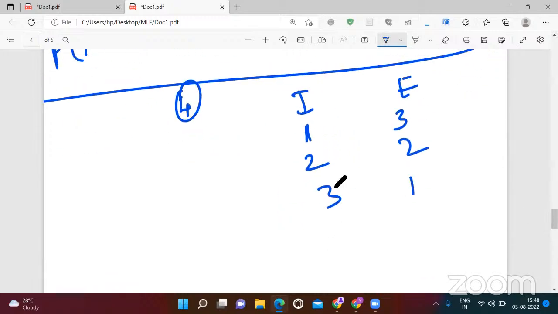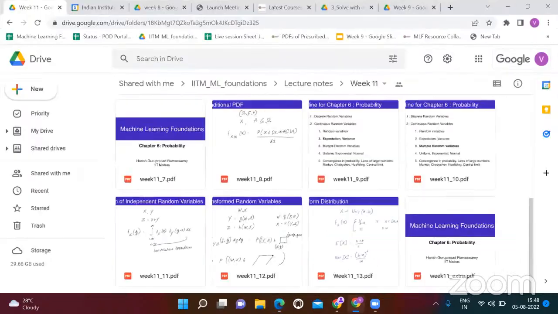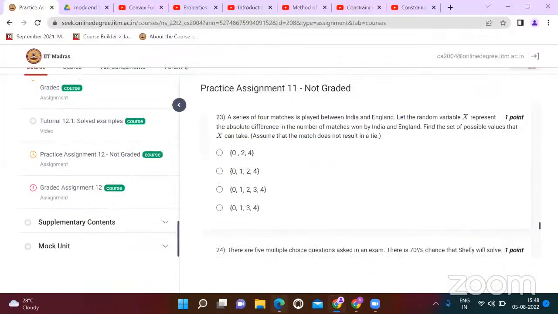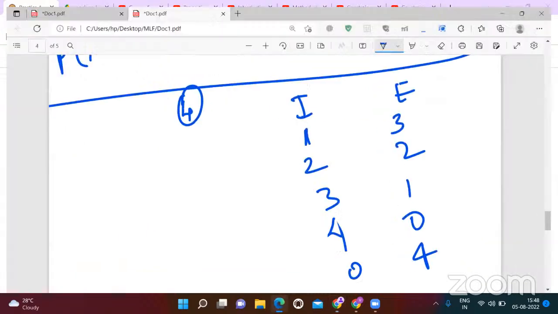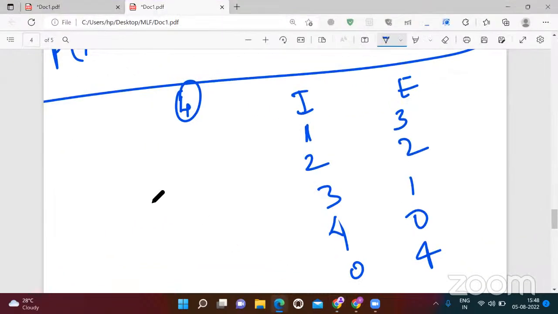Sir, I have a very small doubt here. We are getting the answer as 0, 2, 4 as the difference. I understand 2 and 4, it is 1 or 3, 3 or 1, or 4 or 0, 0 or 4. But it can't be 2 or 2, because here it says the match couldn't result in a tie.